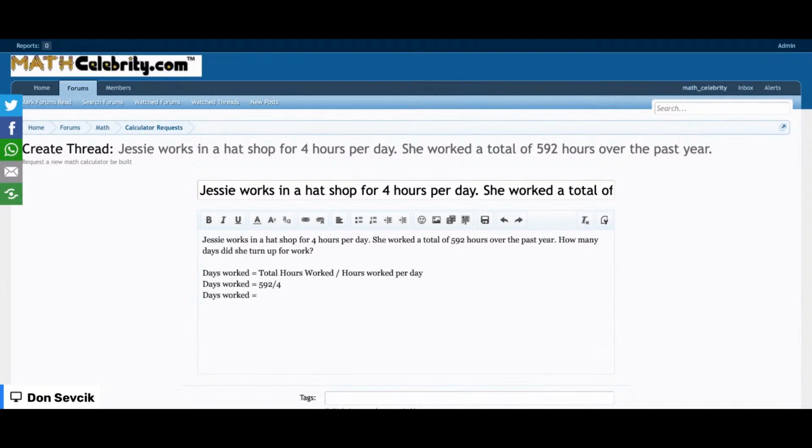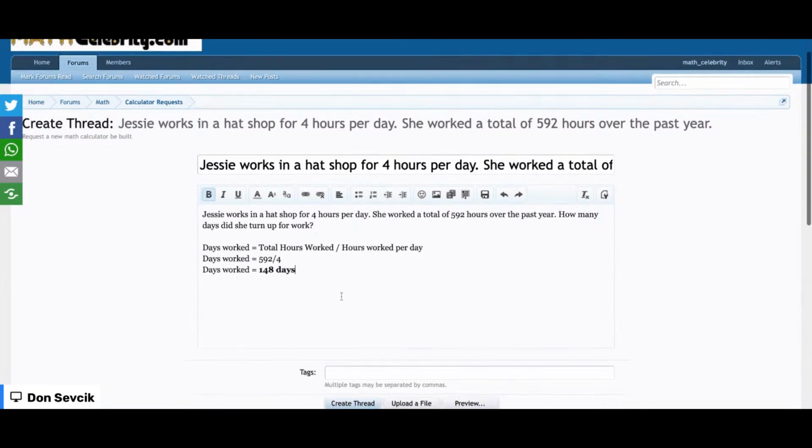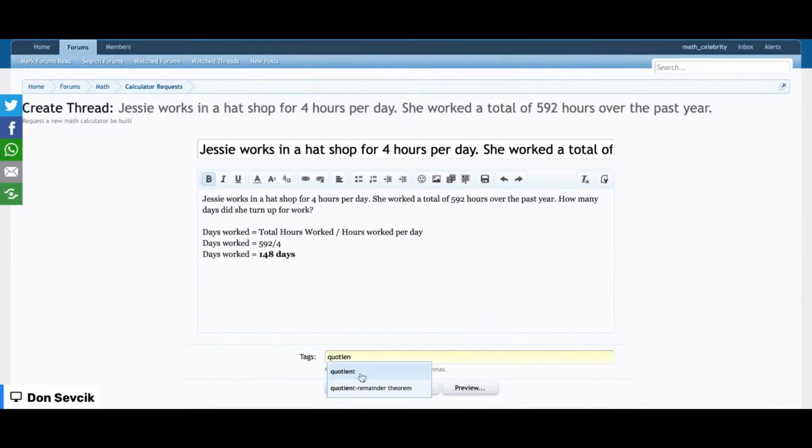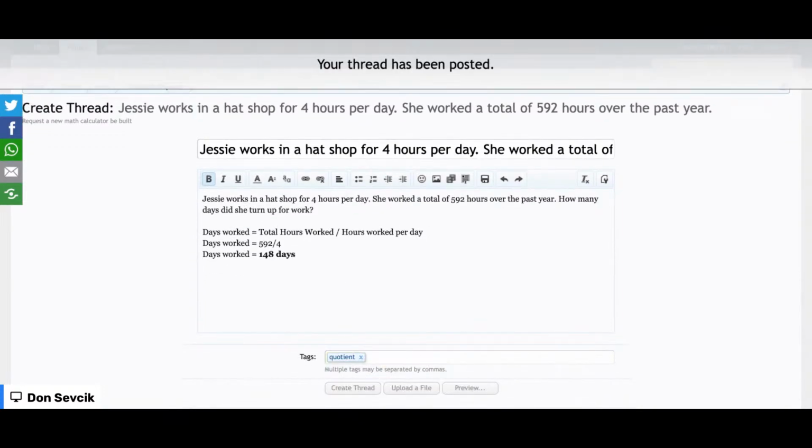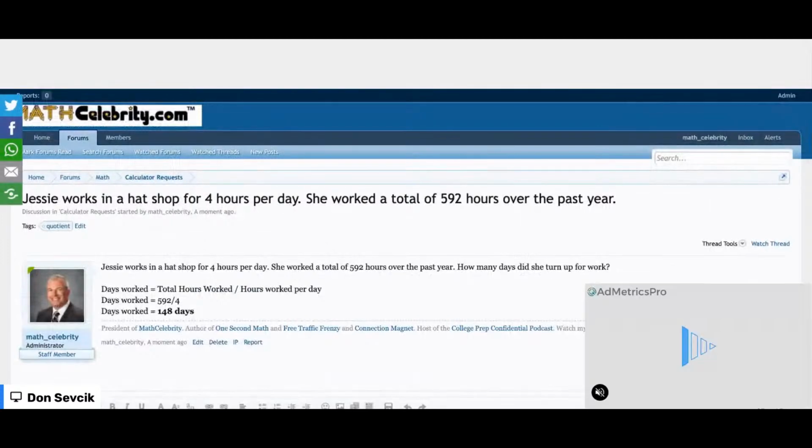592 divided by 4. I'm going off camera, it is 148. So we got 148 days she turned up for work. That's just a quotient. Moving on.